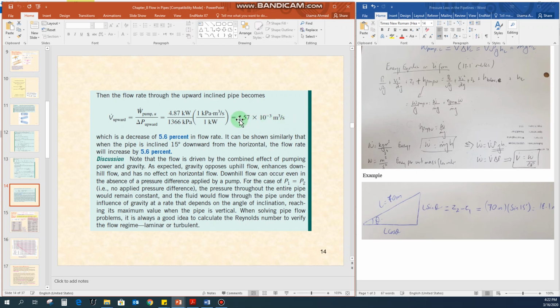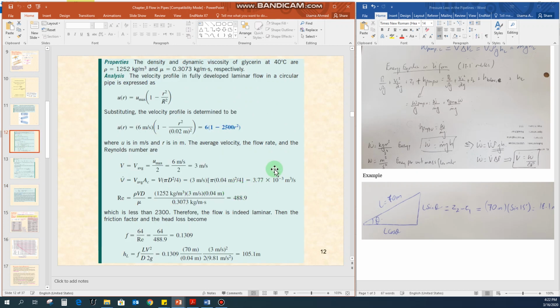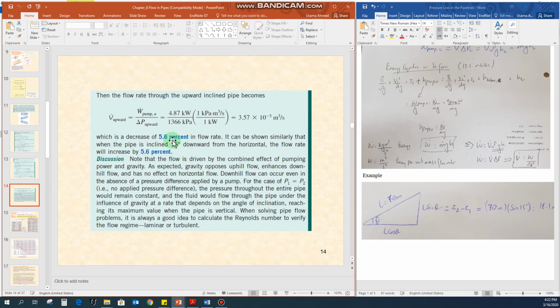Now you can compare this value for the volumetric flow rate to the volumetric flow rate that we calculated for the horizontal pipeline, and then you can calculate the percentage increase or decrease of the volumetric flow rate in terms of inclination. When it is inclined upward, there would be a reduction of 5.6% of the volumetric flow rate, and when it is inclined downward, you will see that there will be an increment of the volumetric flow rate compared to the horizontal pipeline.